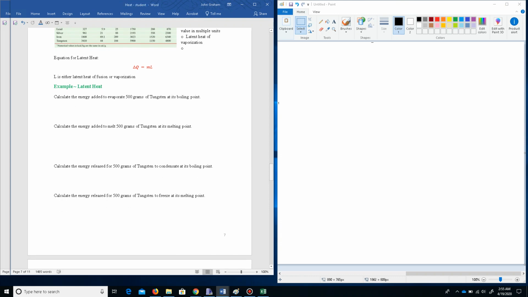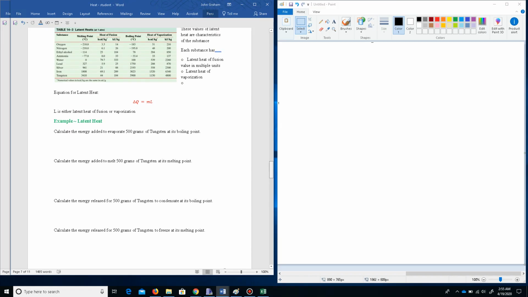Okay, so we want to, you know what, let me scroll up so I can see that table. But you guys can see the table too. Right, so we want to find the energy added to evaporate 500 grams of tungsten at the boiling point. So we're at the boiling point, so we're not changing heat. So this is just asking for the energy to evaporate.